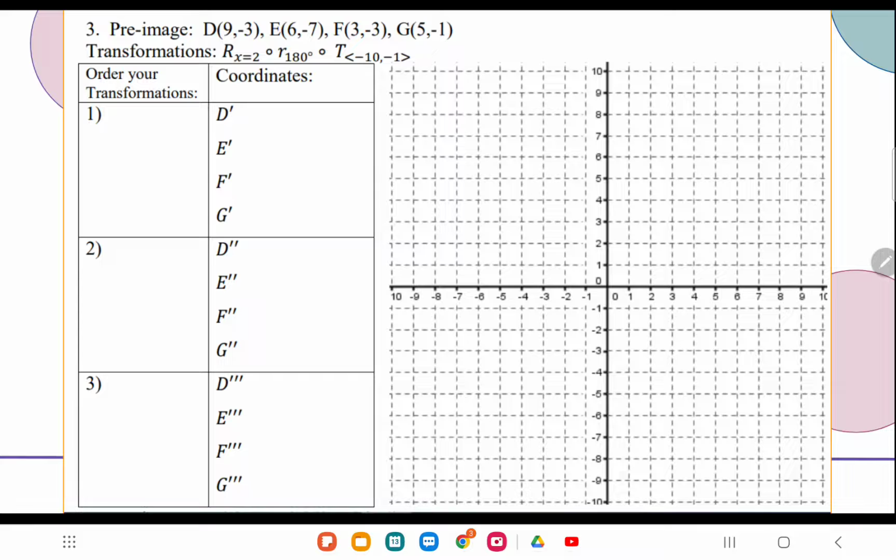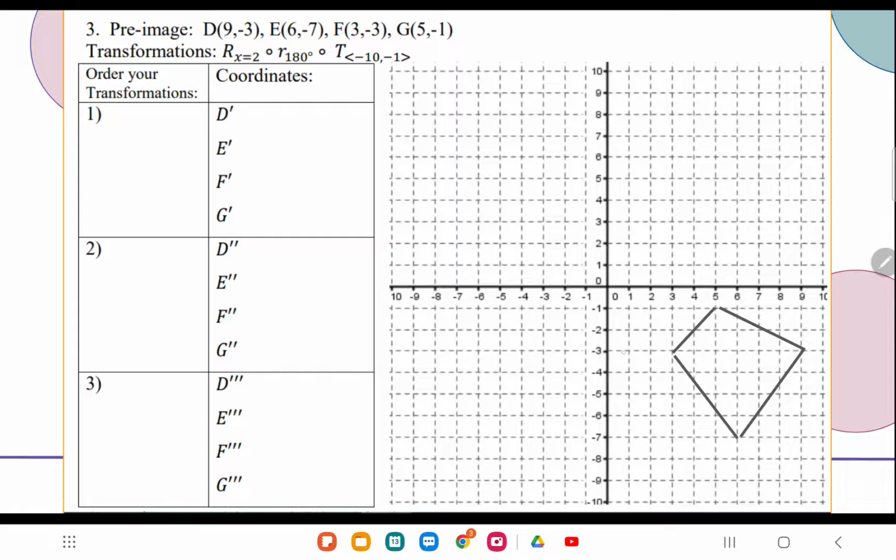Okay, we're going to do this again with a quadrilateral, D, E, F, G. And these points are all in quadrant 4. To start with, we're going to reflect in the line x equals 2, rotate 180 degrees, and then translate according to the vector negative 10, negative 1. So here is my original figure. I have D at 9, negative 3, E at 6, negative 7, F at 3, negative 3, and G at 5, negative 1. So my line of reflection, x equals 2, is going to be a vertical line right here.